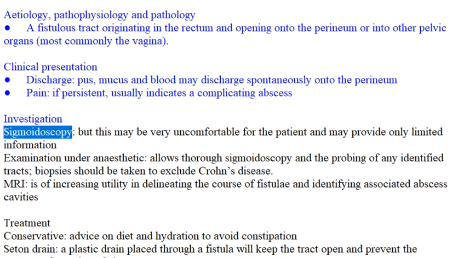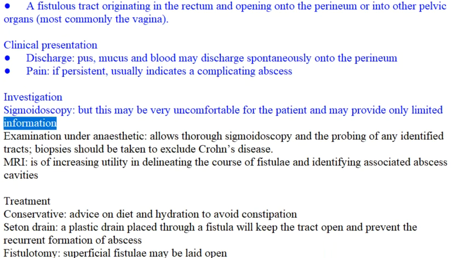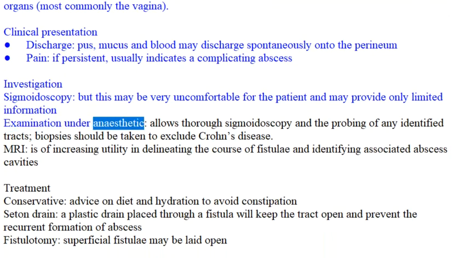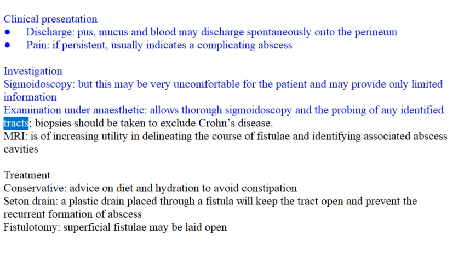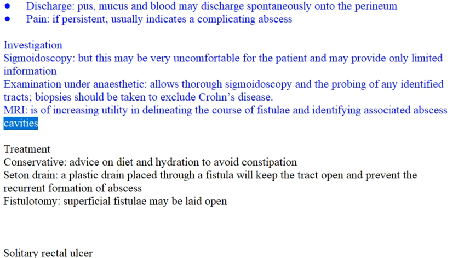Investigation. Sigmoidoscopy, but this may be very uncomfortable for the patient and may provide only limited information. Examination under anesthetic allows thorough sigmoidoscopy and the probing of any identified tracts. Biopsies should be taken to exclude Crohn's disease. MRI is of increasing utility in delineating the course of fistulae and identifying associated abscess cavities.